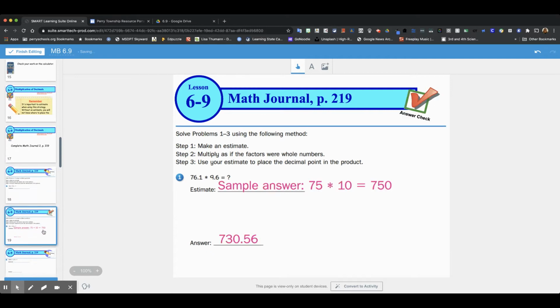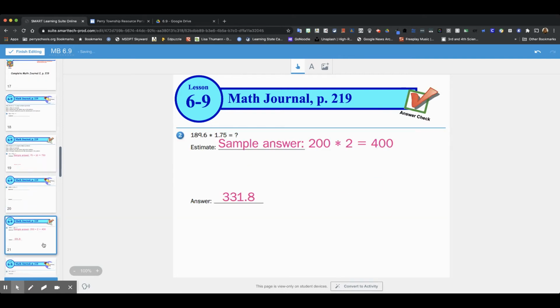All right. Number 1, a sample estimate would be 75 times 10, and you get 750. You could have even done 76 times 10 and got 760. That still tells you that your number is going to be in the hundreds. And once you multiply 761 times 96, you would have gotten an answer of 73,056. But our estimate tells us it should be in the hundreds, and it tells you to put it right here between the 0 and the 5, right there.